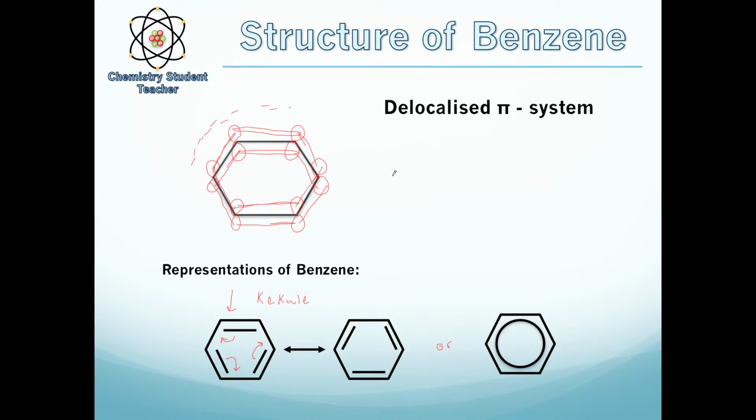So you kind of have something that looks a bit like this. If this was a side-on view, you would have your sigma bonds in a hexagon, and then you would have this sort of cloud above and this cloud below, which are the p orbitals that have delocalized around the entire molecule.